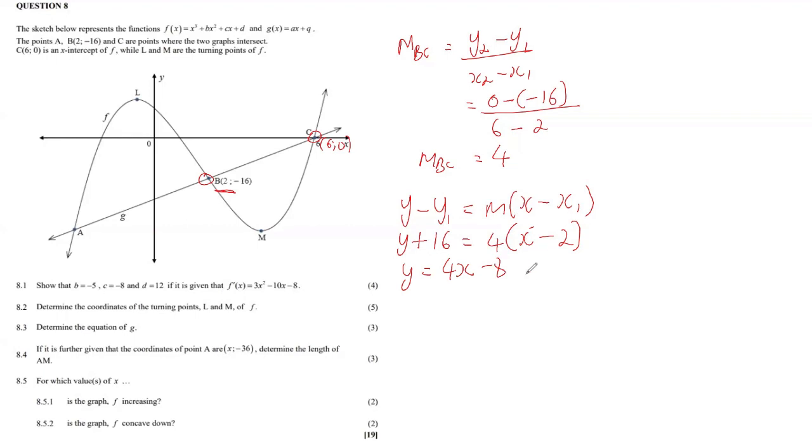But if we take the 16 and transpose it over to this side, that's negative 8 minus 16. So this is going to give us 4x minus 24, right? And that's how you find your equation of the straight line G. Okay, and then let's proceed to 8.4.